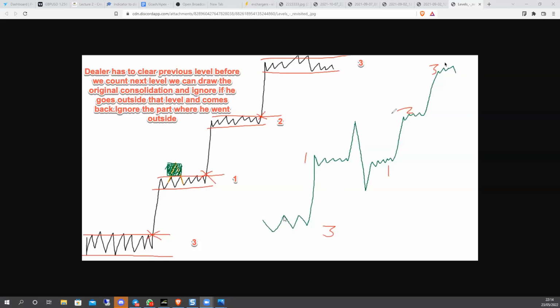So from here, for example, we had level 3, then he went to level 1, and then you can mistake this for level 2, but he came back inside it. So all of this then becomes level 1, and then he shifts, and then this would be our level 2 and our level 3. So a dealer can go outside the level and then back inside it, but then he's still forming part of that particular structure.